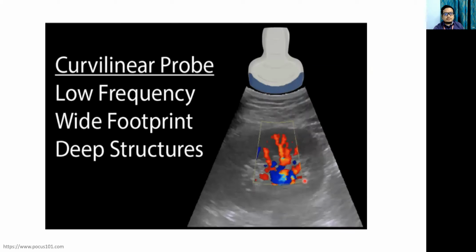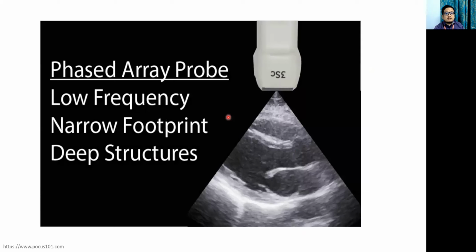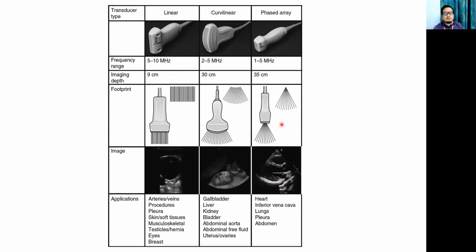The curvilinear probe is a low frequency probe meant for deeper structures. It can go up to 20 centimeters and beyond, and it has a wider, curved footprint. Because of the deeper nature of the image, it is also designed to be curved. The phase array probe is sort of in between these two probes. It has low frequency to view deeper structures, and it also has a narrow footprint. Usually we use it to scan echocardiography, and it can also be used for the abdomen.